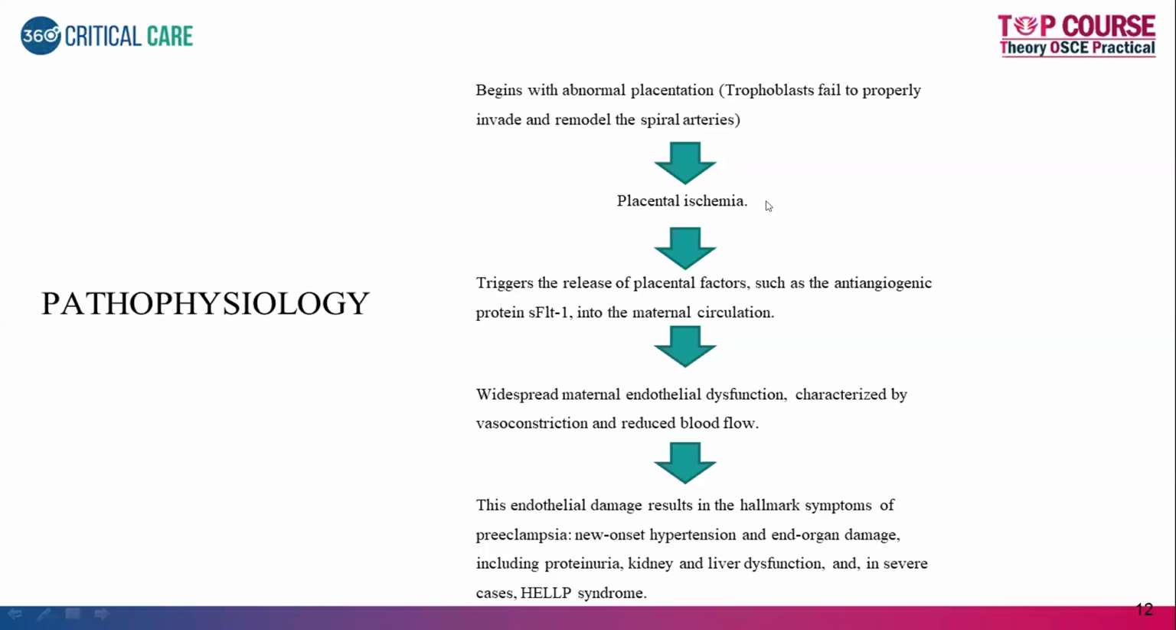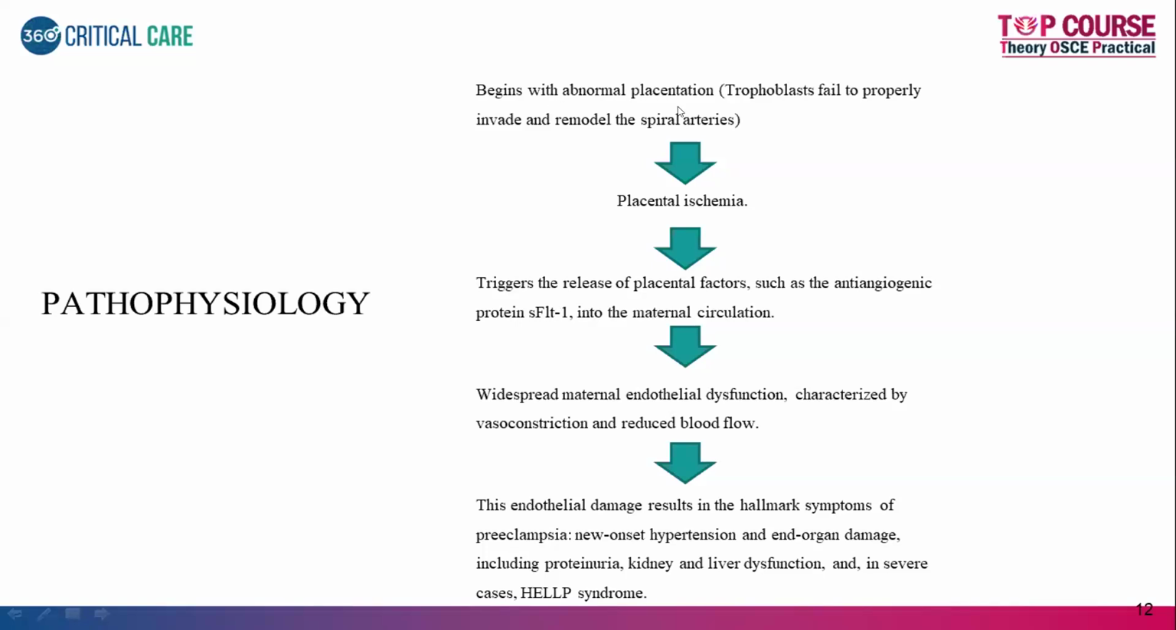There is placental ischemia. This placental ischemia triggers the release of placental factors like anti-angiogenic proteins, which is known as sFLT-1, that is released into the maternal circulation. So what does this protein do? It leads to maternal endothelial dysfunction, which is characterized by vasoconstriction and reduced blood flow. Because of all these changes, you have the hallmark features of preeclampsia, like new onset hypertension, end organ damage like proteinuria, kidney and liver dysfunction, and in severe cases, even HELLP syndrome.